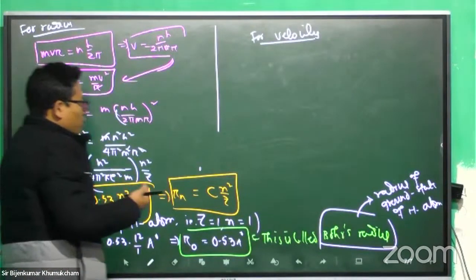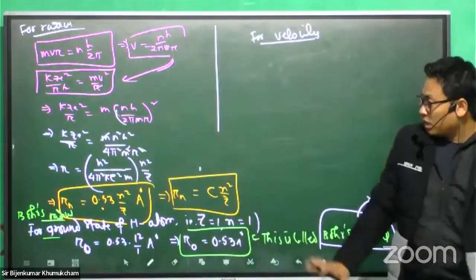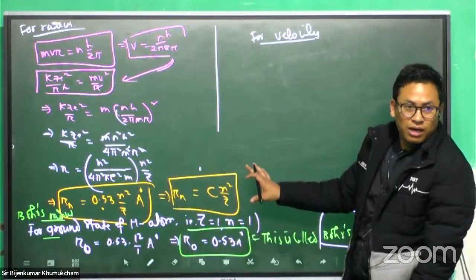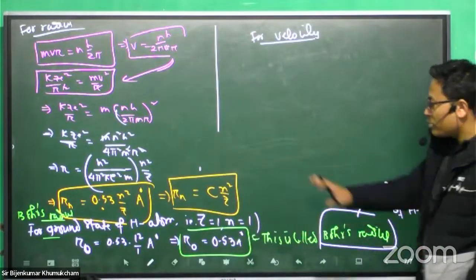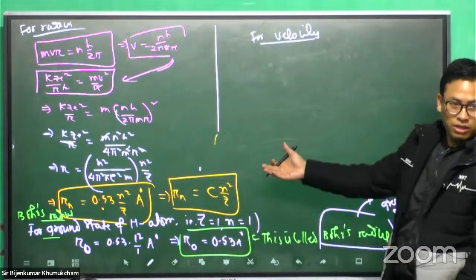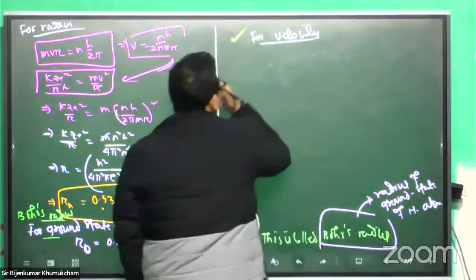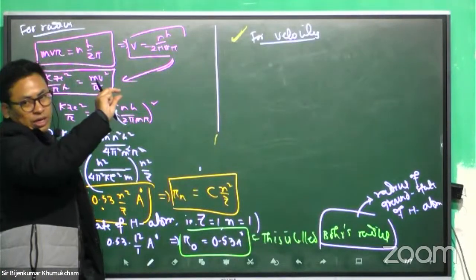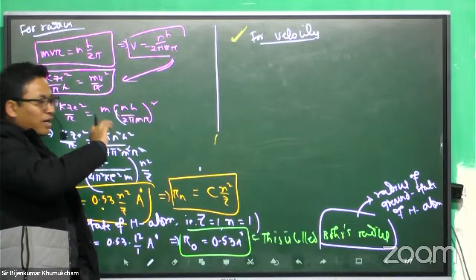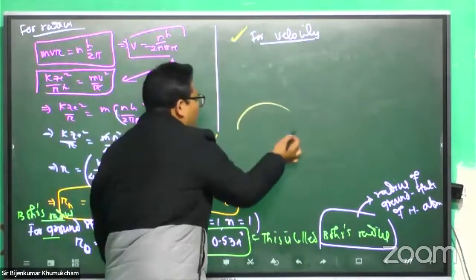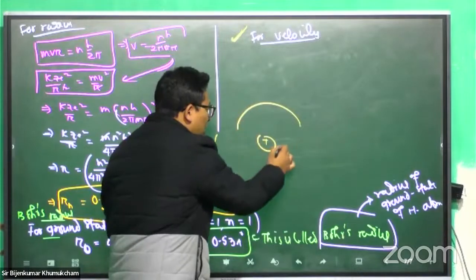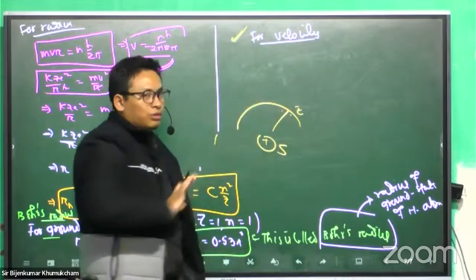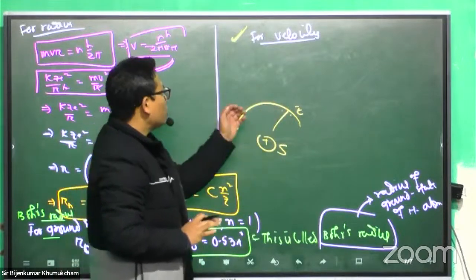For velocity, we need to see what we come up with. Hydrogen: r_n equals 0.529 n square by Z angstrom, the Bohr radius. So we have the derivation. Energy expression is like gravitational potential energy, and that expression can be used in higher cases. But the velocity expression, the energy expression, is what we need.